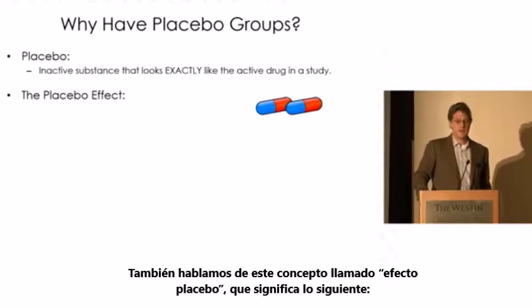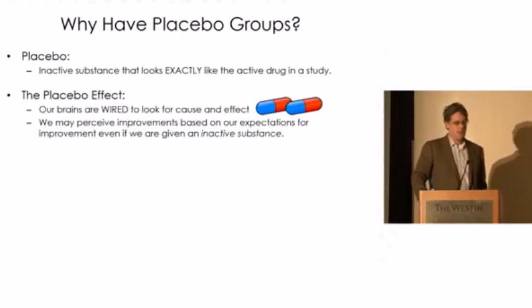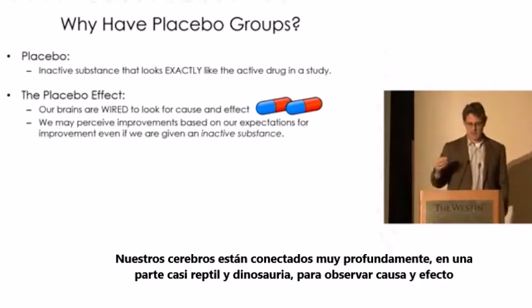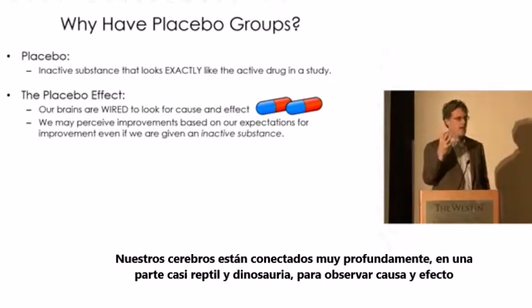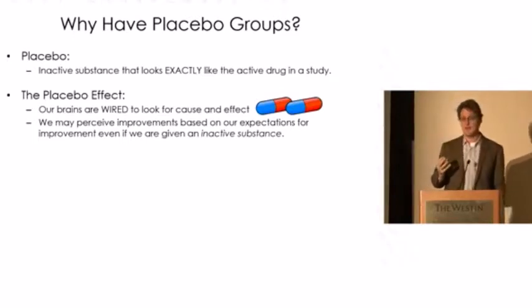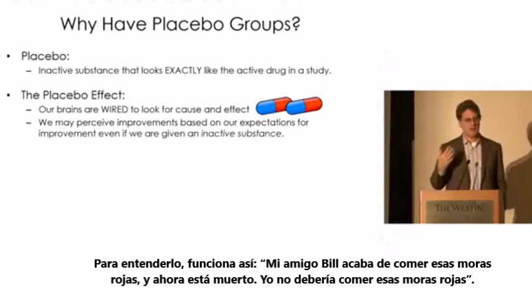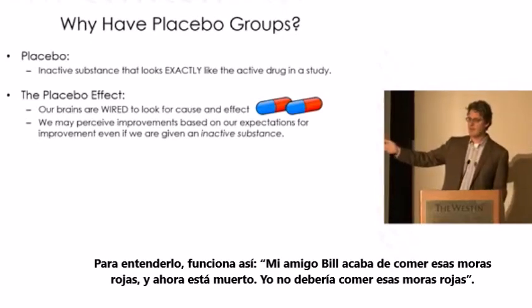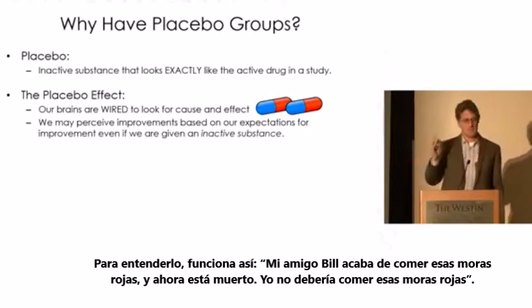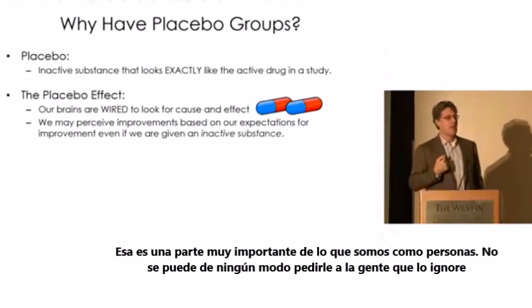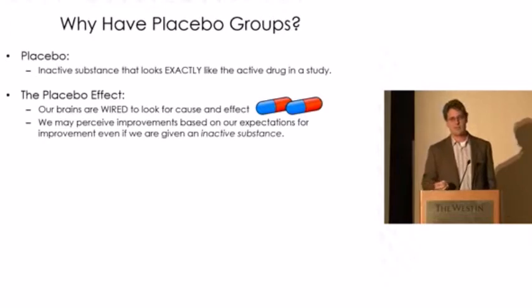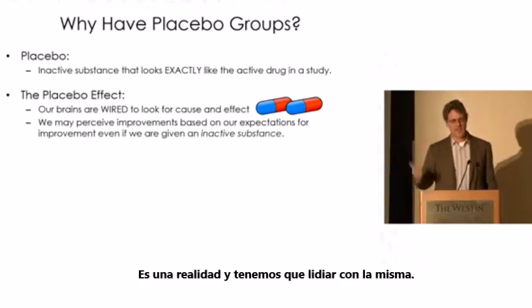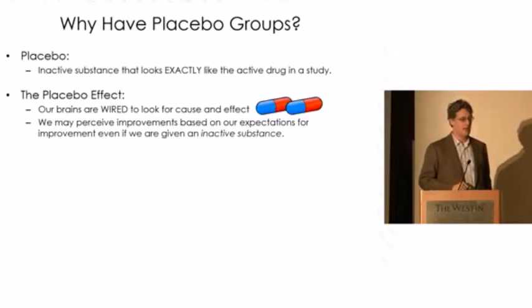We also talk about a concept called the placebo effect. And the placebo effect is this. Our brains are wired deep, deep down, in our reptilian, the dinosaur part of our brain, to look for cause and effect. And the thinking about that goes like this: Oh, my friend Bill just ate those red berries, and now Bill is dead. I shouldn't eat the red berries. That is a very important part of who we are as people, and there's no way to ask people to put that aside. It's a reality, and we have to deal with that reality.